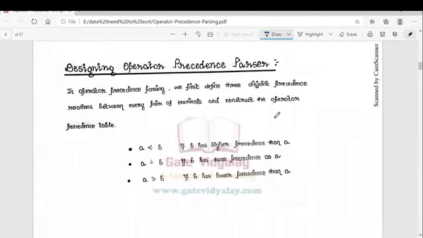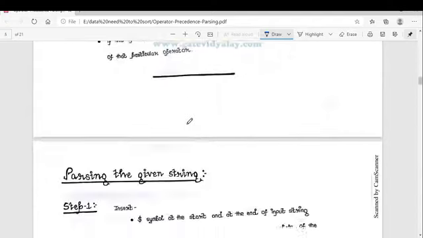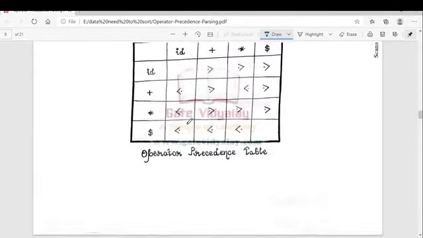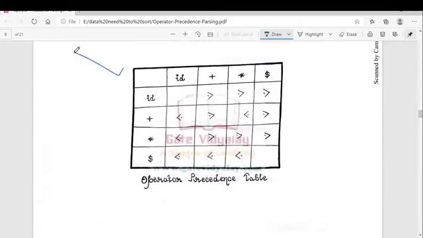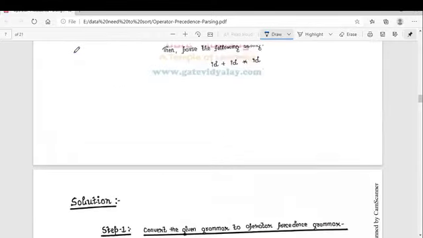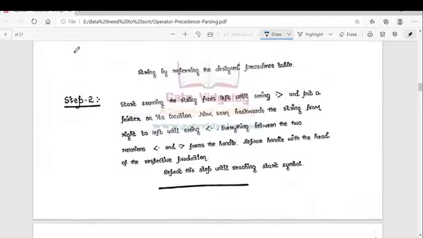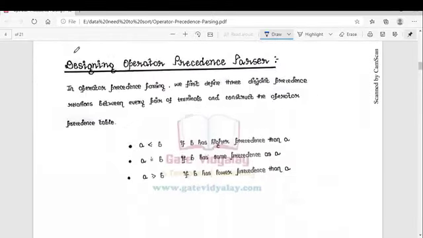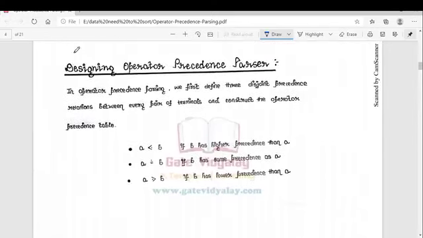Now, how can we generate the operator precedence parser from this grammar? To generate the operator precedence parser, we have to generate an operator precedence table like this. Through this table, we can generate the operator precedence parser. If we want to generate the operator precedence table, we have to follow these rules.